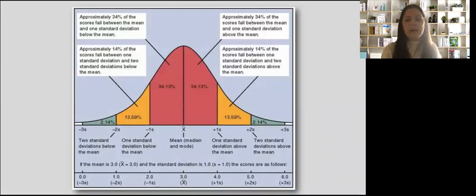Then you see the yellow areas are now included, for two standard deviations above or below the mean. And finally, you would include the green part, which falls three standard deviations above or below the mean.